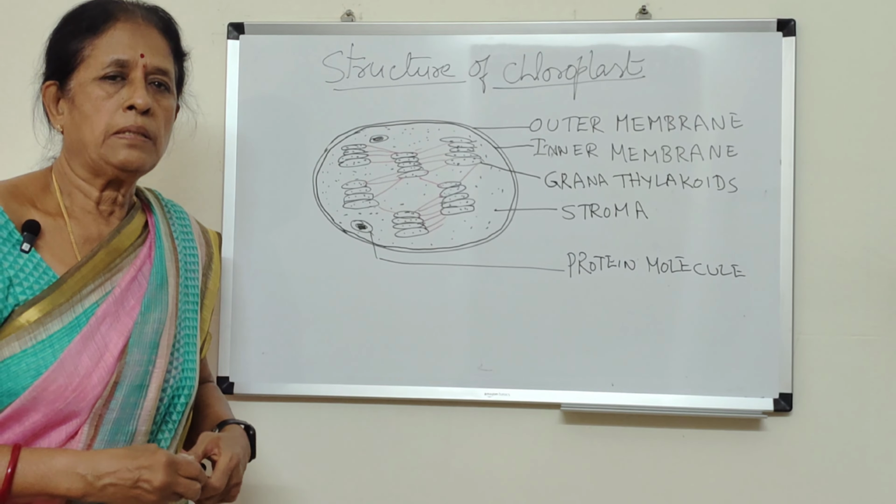If you see the structure, more chloroplasts are present in the palisade tissue, and each cell contains more than 200 chloroplasts. The chloroplasts are discoid in shape, not round, and they have two membranes. This one is the outer membrane, and this one is the inner membrane.